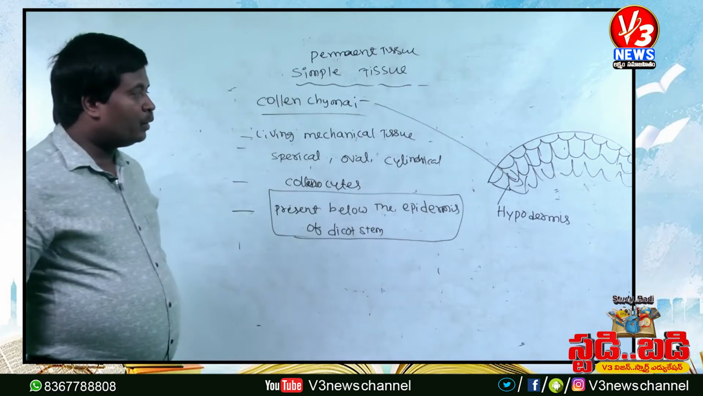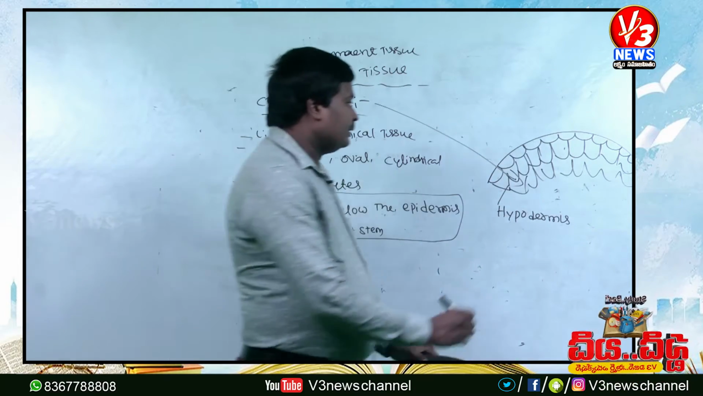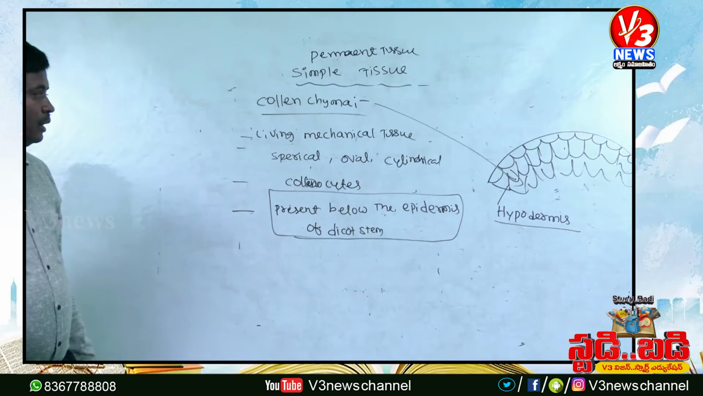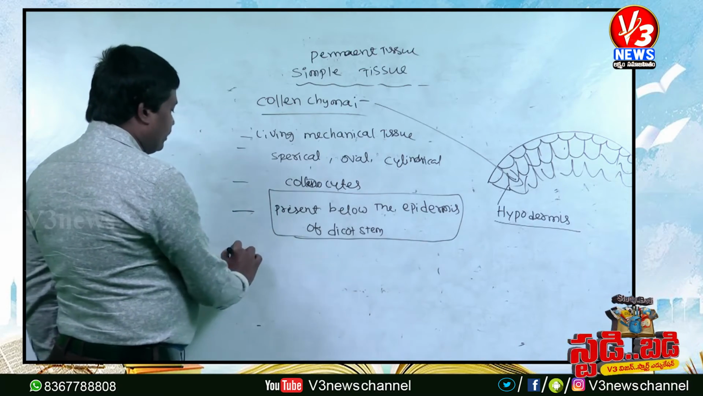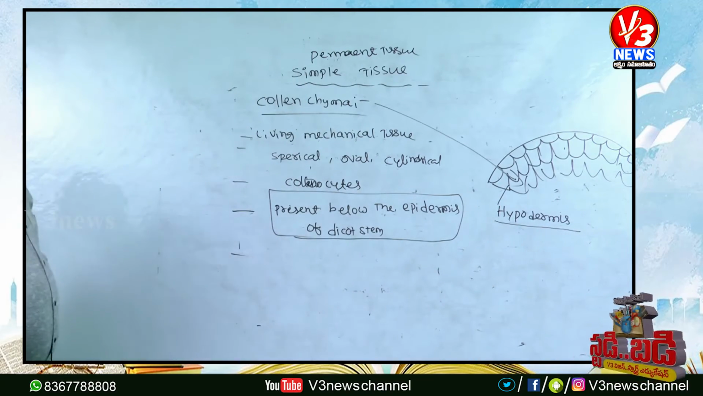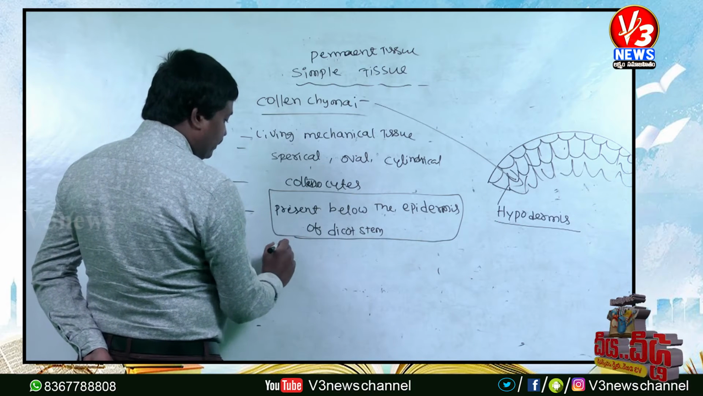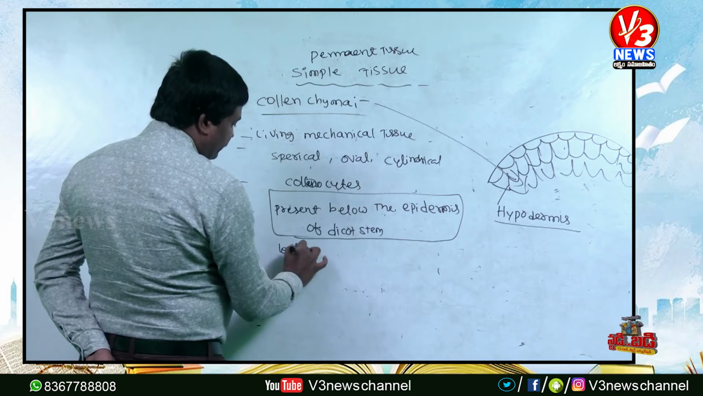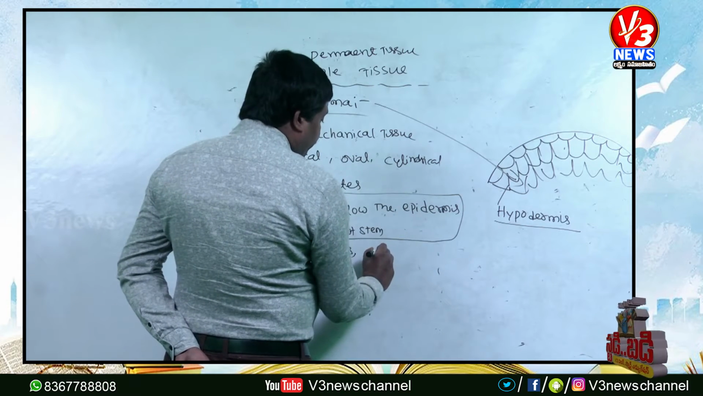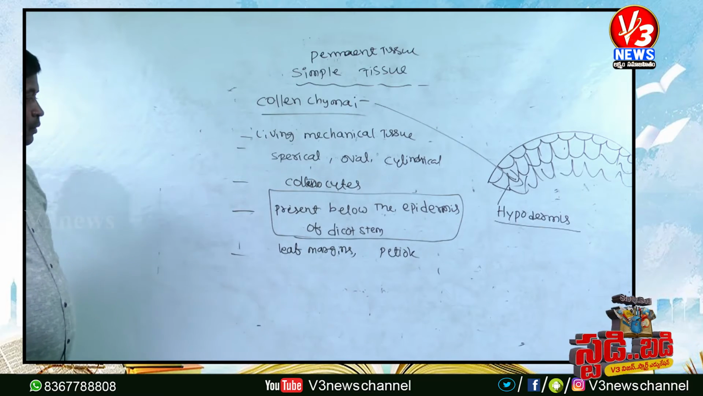In the dicot stem, below the epidermis, the few layered thick walled tissue without intercellular spaces is called the hypodermis. Hypodermis is made up of collenchyma. It is absent in most roots and leaves. Collenchyma is absent in leaves and roots, but in some leaves it is present. Where? Leaf margins and petiole. What is petiole? The stalk of the leaf is called the petiole.